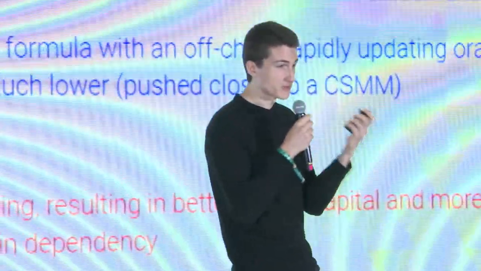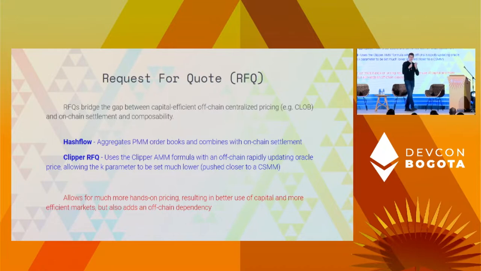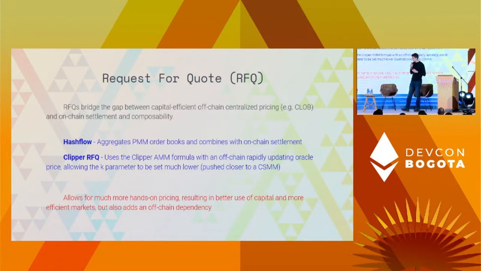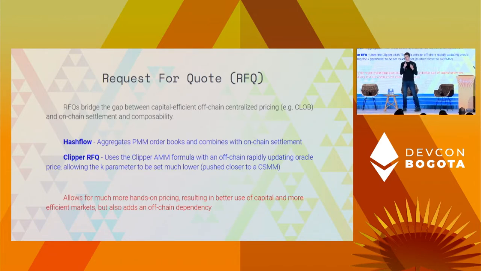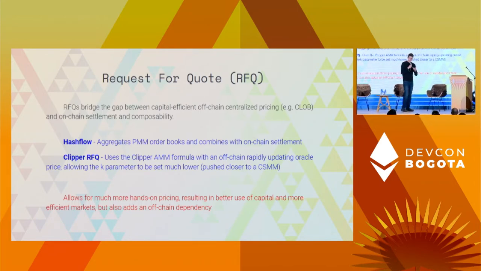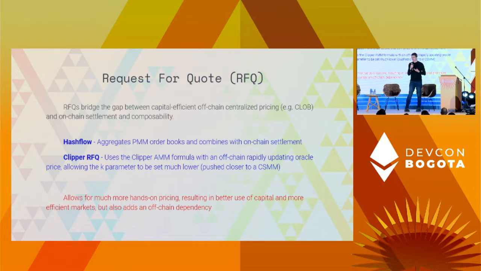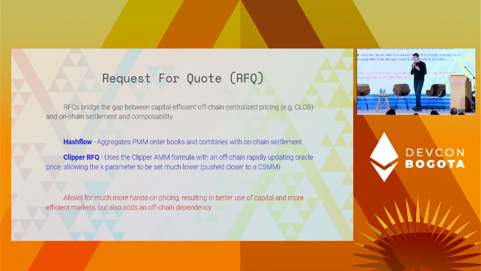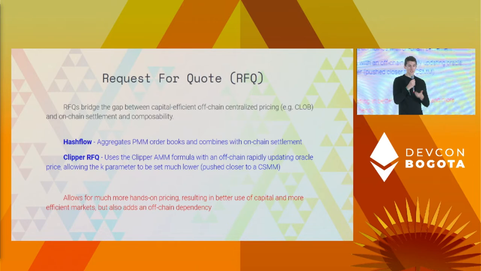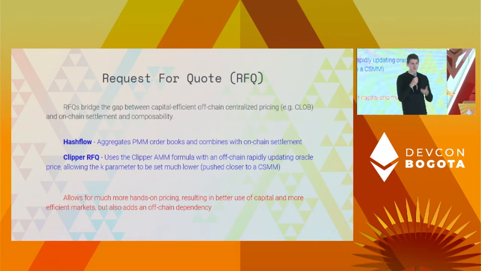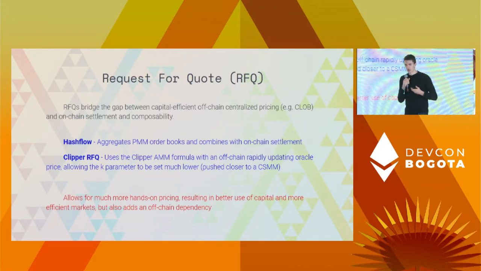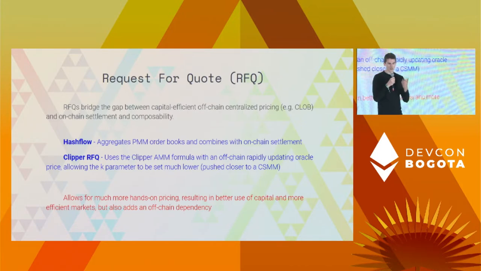And so this becomes a powerful mechanism where we can leverage these off-chain resources, which often allow for more efficient pricing, while still maintaining a lot of these on-chain benefits that we get from AMMs. And so we have a few examples there. One is Clipper RFQ, which I mentioned, which leverages that off-chain oracle. Hashflow is another one that leverages these traditional, essentially market-making tactics and provides that as a RFQ API that can then be leveraged on-chain.